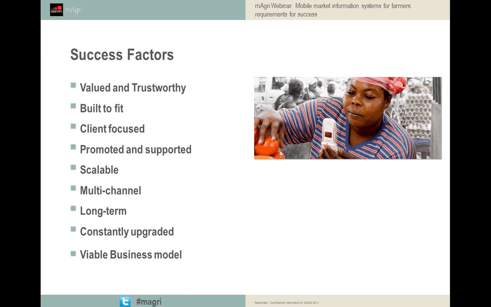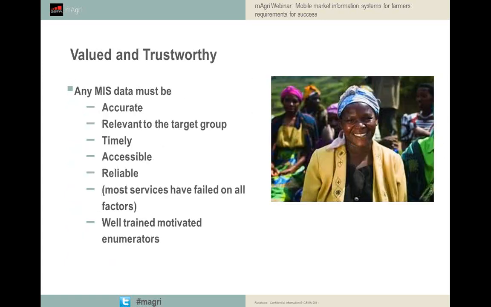As the previous speakers have said, I think it's important that you set up systems that can easily scale so that you can get to different parts of a country or a region. You need to be looking at multi-channel approaches. It needs to be a long-term effort, and it also needs to be something that you can constantly upgrade and change so that you're moving with the systems around you. And the final thing is it needs to have a really good business model in order to remain this long-term service. So I just want to go into a little bit of detail into these key aspects. Next slide, please.